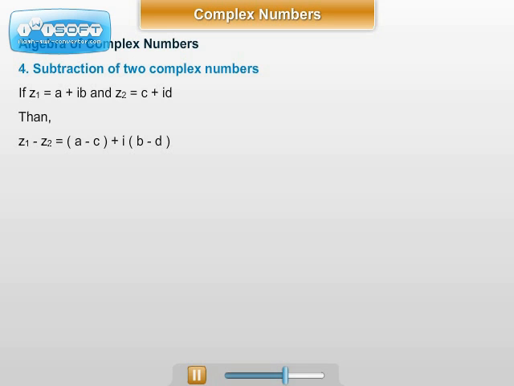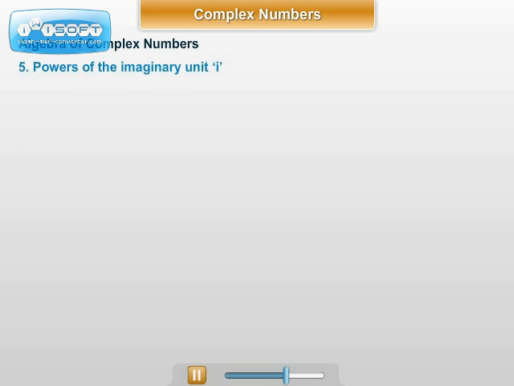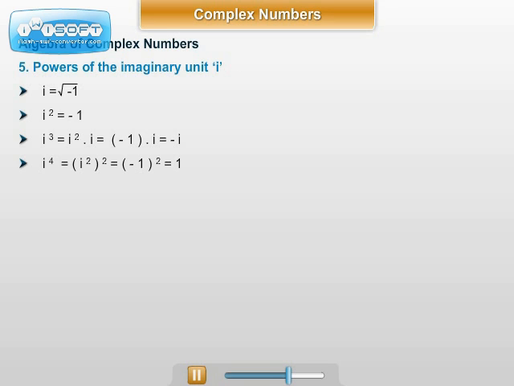The next part is multiplication. But before defining multiplication of two complex numbers, we consider the powers of the imaginary unit i. i² = -1, i³ = i² × i = -1 × i, that is -i. i⁴ = (i²)² = (-1)², which is 1. i⁵ = i⁴ × i = 1 × i, that is i. i⁶ = i⁴ × i² = 1 × -1 = -1, and so on.